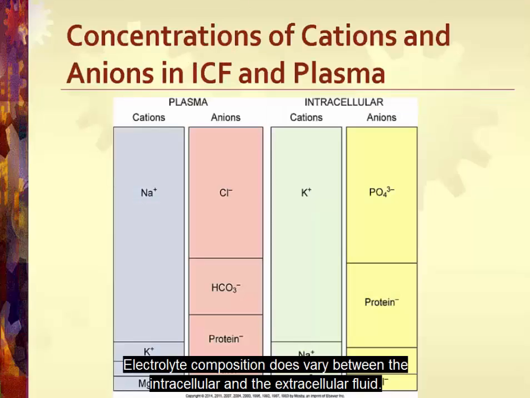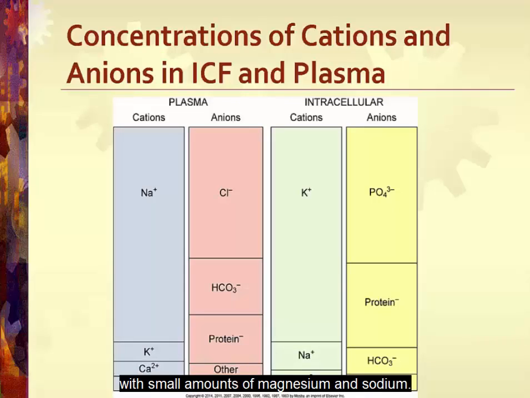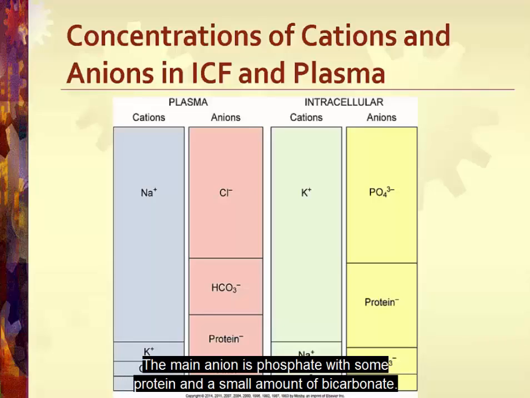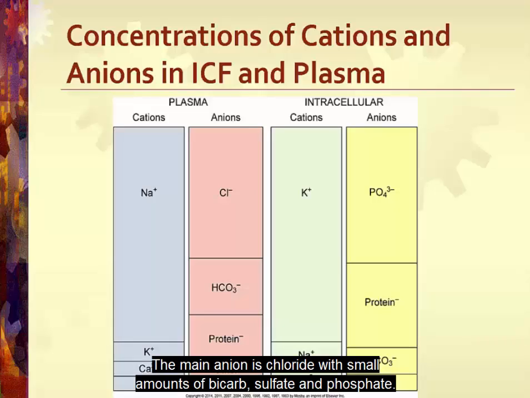Electrolyte composition does vary between the intracellular and the extracellular fluid. The main cation in the intracellular fluid is potassium, with small amounts of magnesium and sodium. The main anion is phosphate, with some protein and a small amount of bicarbonate. Now the main cation in the extracellular fluid is sodium, with small amounts of potassium, calcium, and magnesium. The main anion is chloride, with small amounts of bicarb, sulfate, and phosphate.